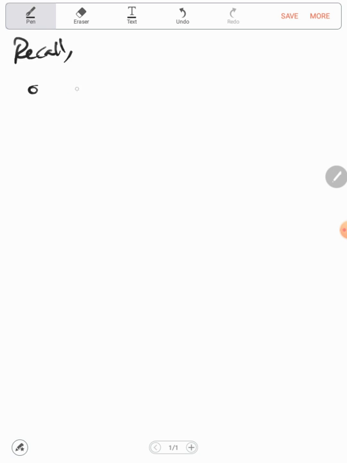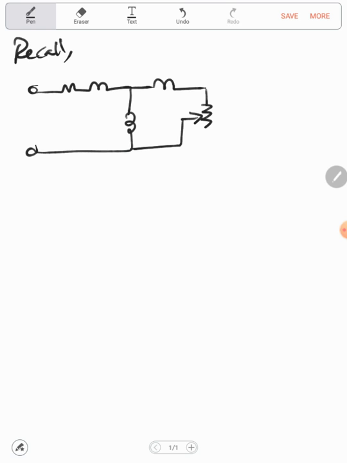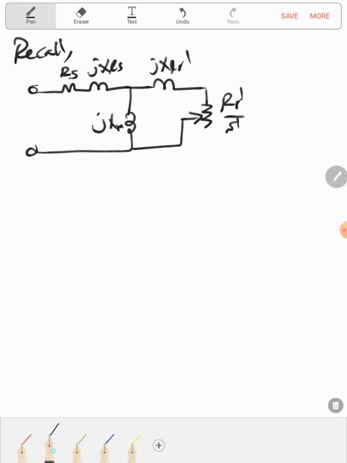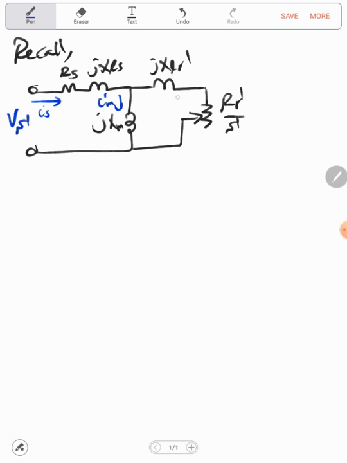Last time we found the per phase equivalent circuit, the conventional per phase equivalent circuit we already know from undergraduate, where this is RS, the stator resistance, jXLS, jXM, jXLR dash, and this is RR dash over S. So if this is the stator voltage, this will be the IS, this will be the IM, and this will be the IR dash. Now this voltage here is the induced voltage, and we refer to it as E1.